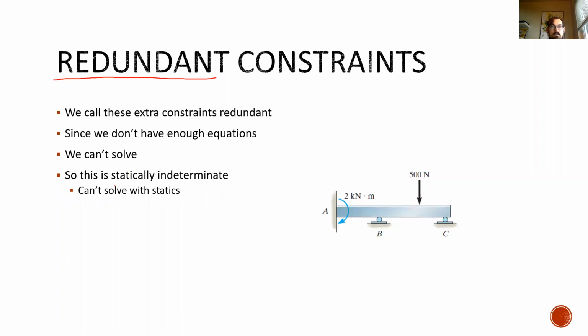This is what we call statically indeterminate, which means, hey, we can't solve it with the statics tools we have. We're going to have to use another system of analyzing this. It doesn't mean that we can't do it at all. We'll get into later how to model this in terms of stiffness and how to solve for forces, internal forces using that. But that's a topic for Engineering 225.